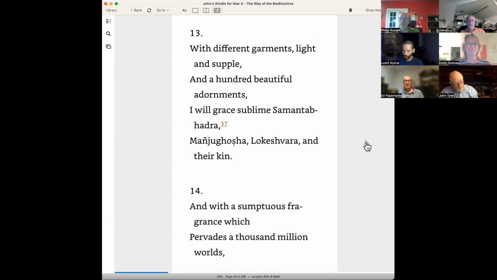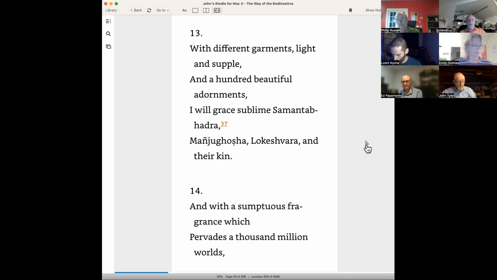With different garments light and supple, and 100 beautiful adornments, I will grace sublime Samantabhadra, Manjughosha, Lokeshwara, and their kin. So Samantabhadra, Manjughosha or Manjushri, Lokeshvara is Avalokiteshvara. They're different bodhisattvas, and some of these names will come up again.